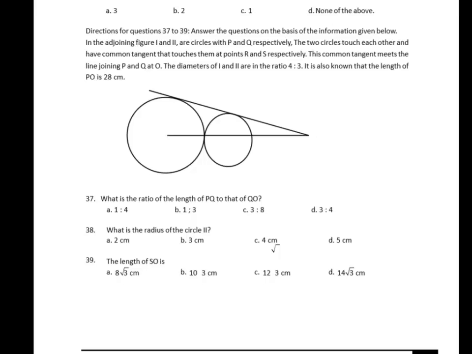I'll just read this question. In the adjoining figure 1 and 2 are circles with centers P and Q respectively. The two circles touch each other and have a common tangent that touches them at points R and S respectively. This common tangent meets the line joining PQ at O. The diameters of 1 and 2 are in the ratio 4:3. It is also known that the length of PO is 28. Okay, information is not given. I can write, but it is still okay. You can leave it actually. But if we want, then since there is no point in trying to leave this one, I'll just write this one.